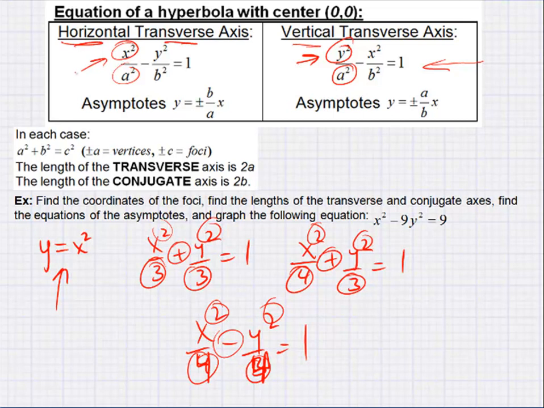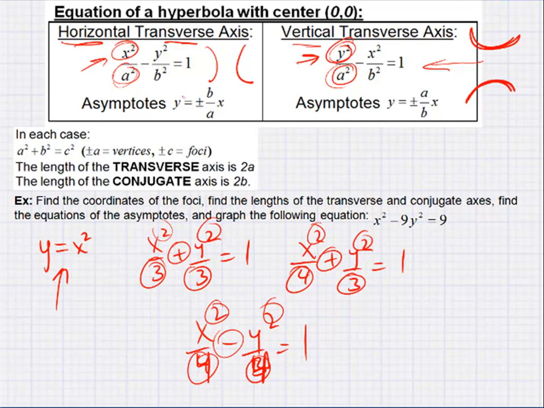If x is in the front, then I have a horizontal transverse axis, and my graph will be horizontally across from one another. If y is in the front of the subtraction, then I have a vertical transverse axis, and my graph would be vertically across from one another. A would always be the one under the first variable, whether it's x or y. And that's how you can sort of figure these ones out.